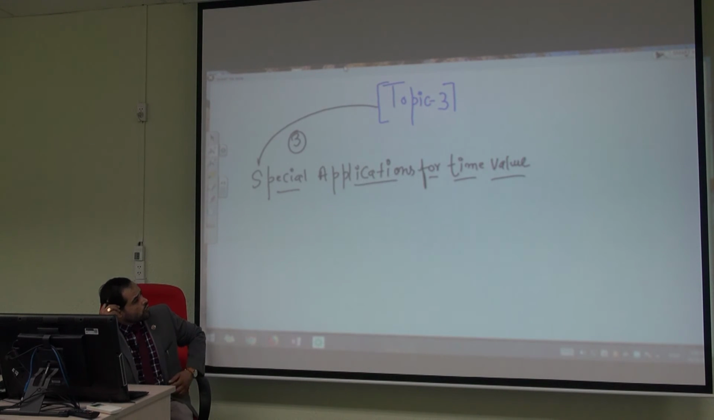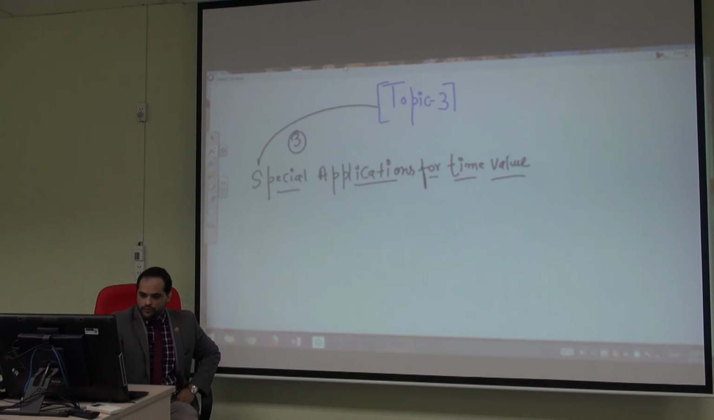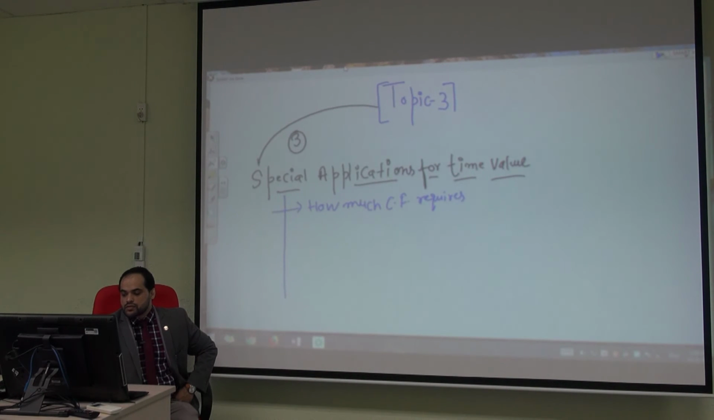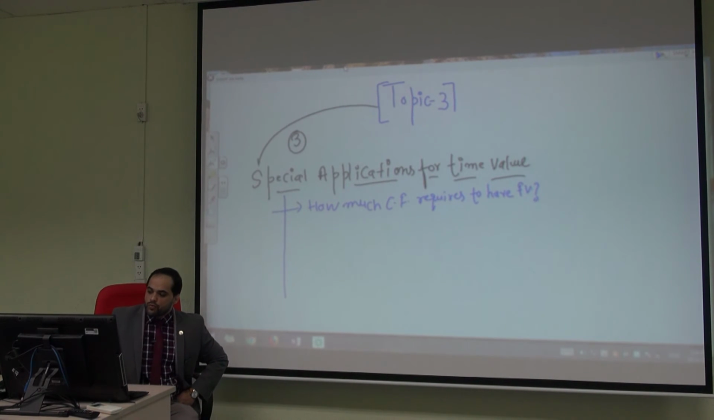Special applications for time value. So in this learning outcome, we're going to talk about the four different special applications in relation to time value. So the first one is how much cash flow is required to have a future value, right?